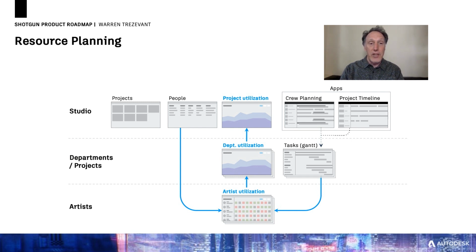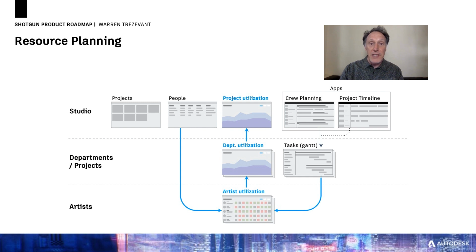Producers can now display the utilization of resources at the artist level, which rolls up into a department view, and finally to a project view. With these utilization views, producers can quickly understand if their artists are overbooked or sitting idle, and make the necessary adjustments so every person is working as optimally as possible.